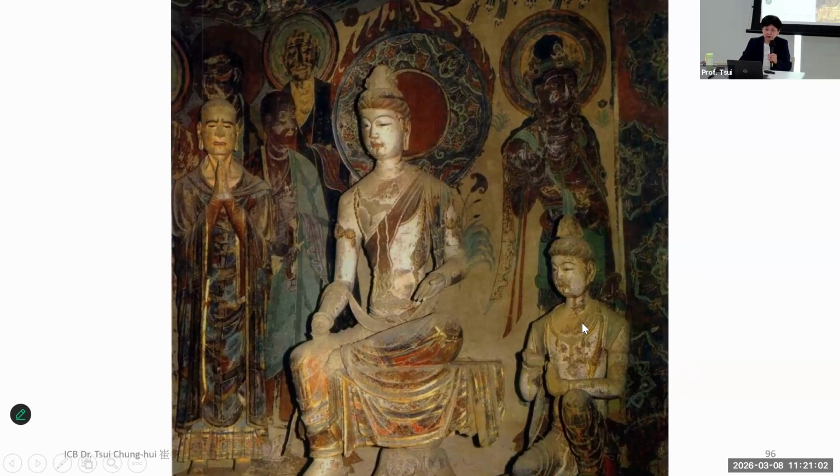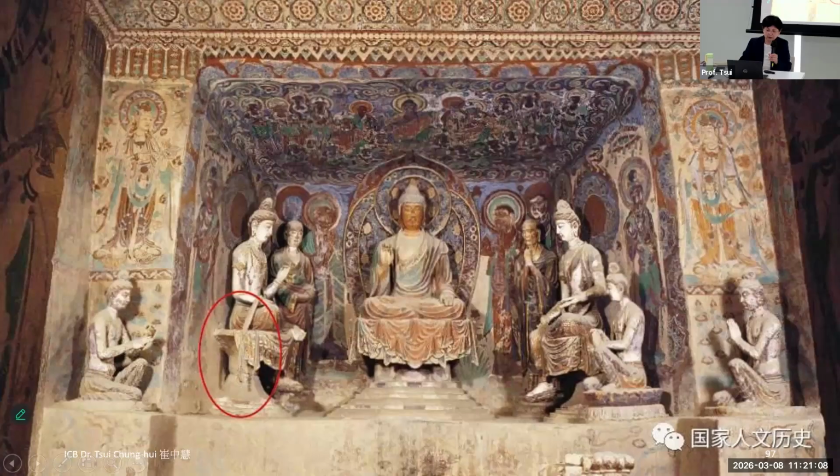So you can see the seated Bodhisattva and the kneeling posture of the Bodhisattva. There is one more worshipping Bodhisattva that has disappeared. So there were originally four in total.